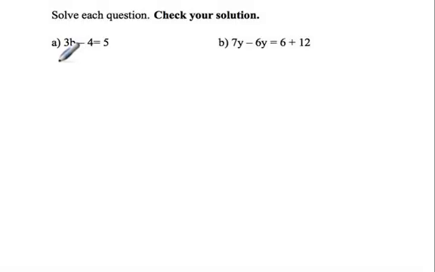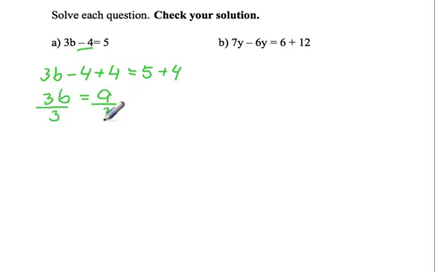Here we have to solve each question, and then we have to check the solution. So for question A, the separate value is 4. Therefore, we will add 4 to both sides of the equation as our first step in solving. 3b equals 9. Now 3 is multiplied by b, so the opposite operation is division. And whatever we do on one side of the equation, we have to do to the other. 3 divided by 3 is 1, leaves b equals 9 divided by 3 is 3.